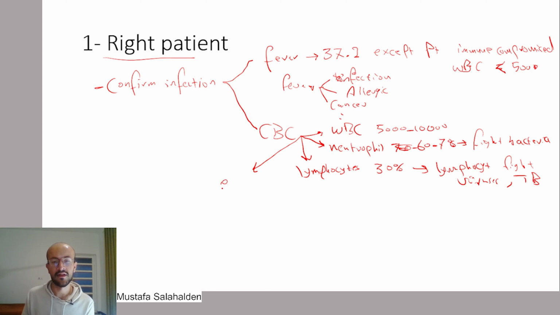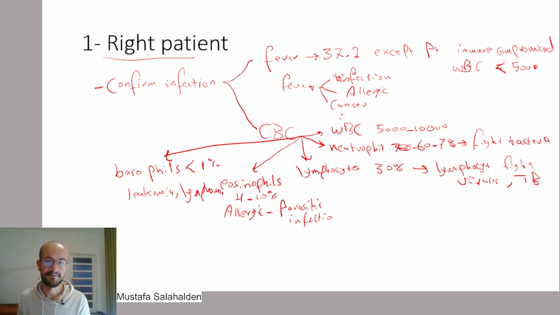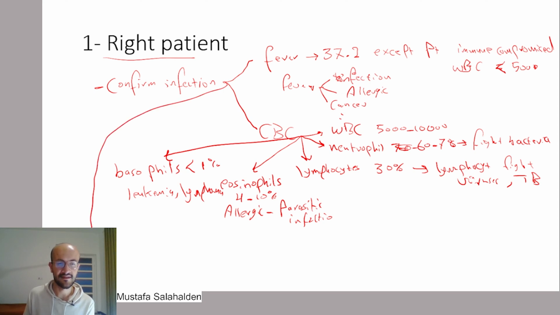You also look for the eosinophil count, and it is from 4 to 10%. And if it is raised, it might mean an allergic reaction, or it also might mean a parasitic infection. You also look for the basophil count, and it should be less than 1%. And if it is raised, this is bad, and it might mean the patient has leukemia or lymphoma, which are blood cancers. And you also do specific tests.